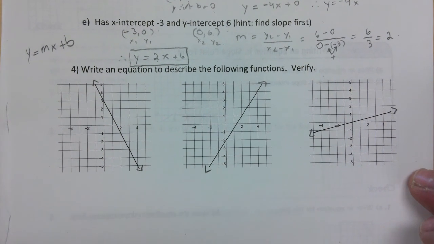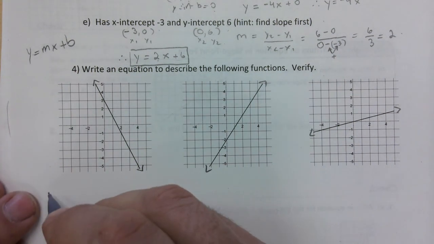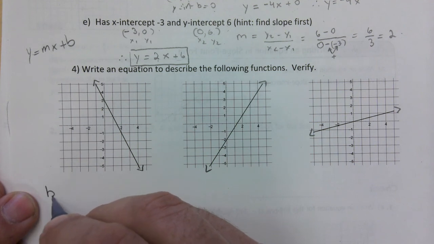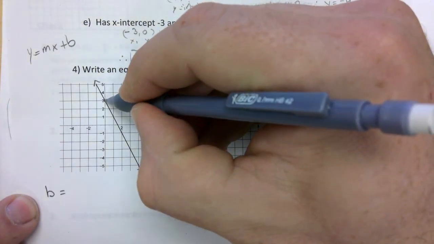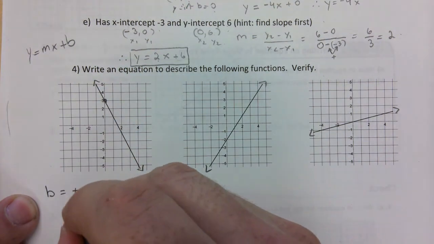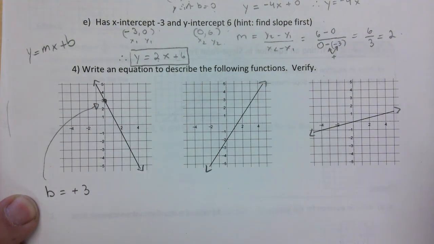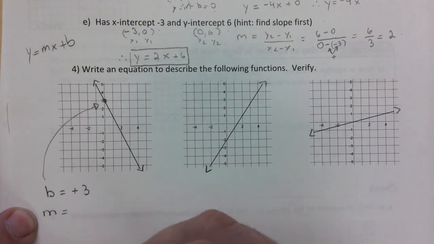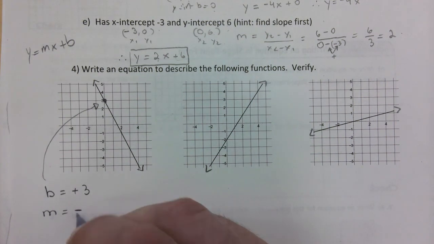So we're doing the same thing. You know how we went from the equation and then graphed? We're going to find b first. B in this particular case is +3. Okay? My slope, what's your prediction? Positive or negative? Negative, right? It's going down from left to right. So I know it's going to be negative.